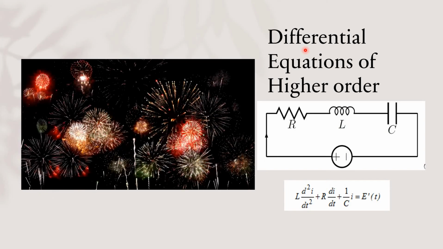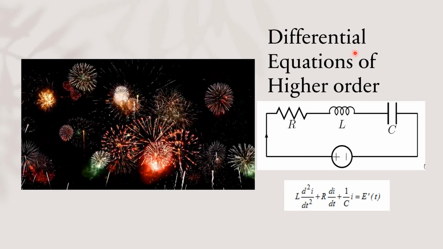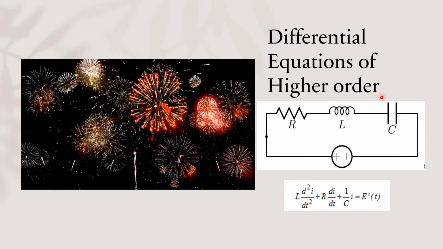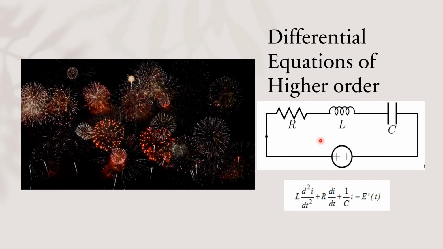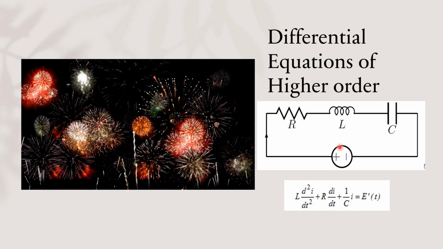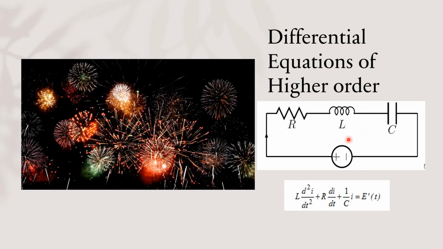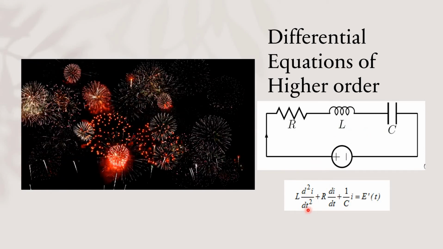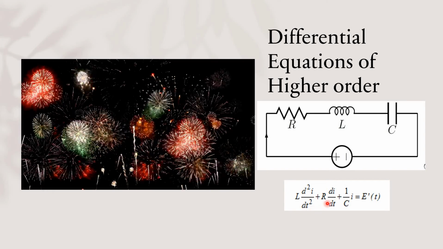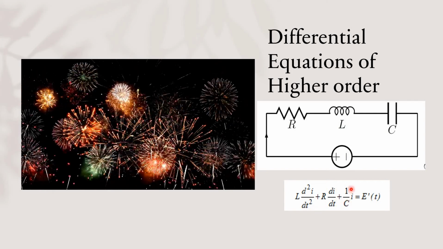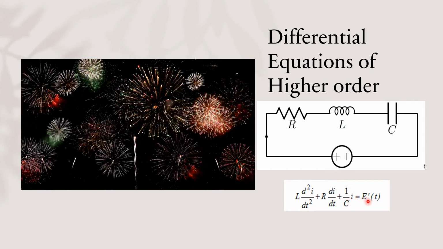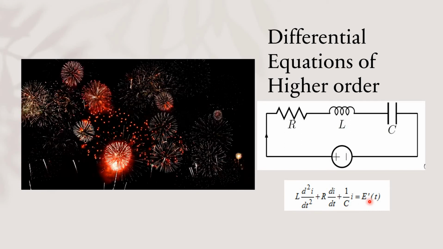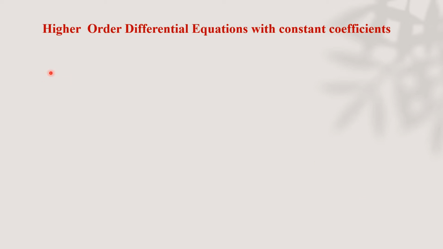Today I'm discussing a topic on differential equations of higher order. Here I have taken one example of an LCR circuit. For this LCR circuit, we can construct a higher order differential equation of the form L d squared i by dt squared plus R di by dt plus 1 over C i equals E dash of t.